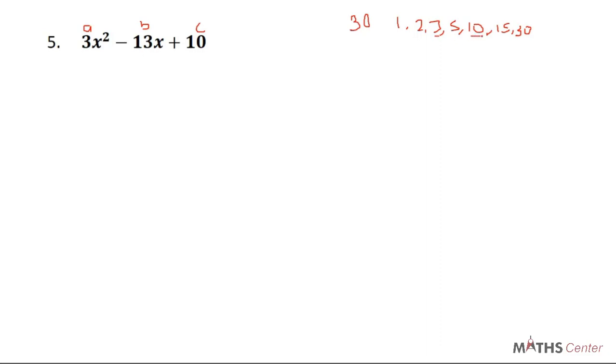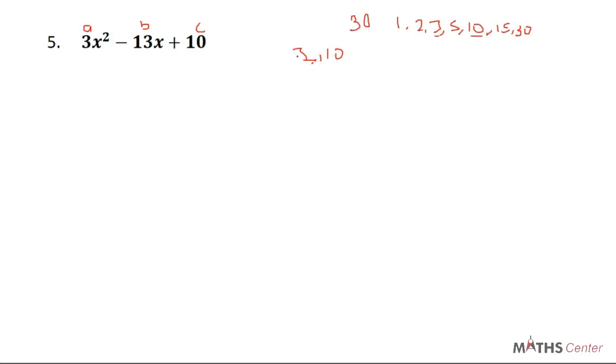10, you are going to get 30. When you add 3 to 10, you are going to get 13. So you pick those two numbers, 3 and 10. But you can see from here that when you multiply them, you should get 30. When you multiply, you are getting 30, so that is right. But when you add them, you should get minus 13. But when you add 3 to 10, we are getting plus 13.